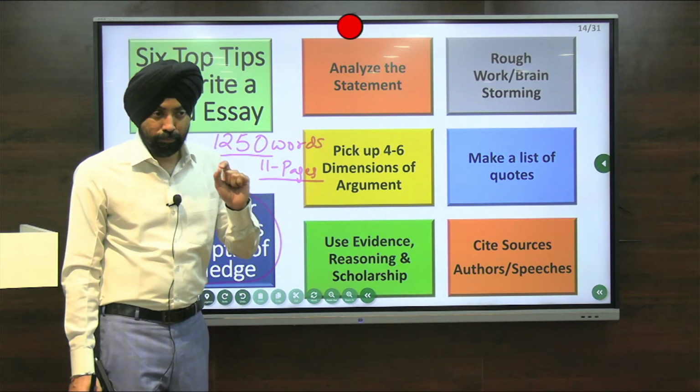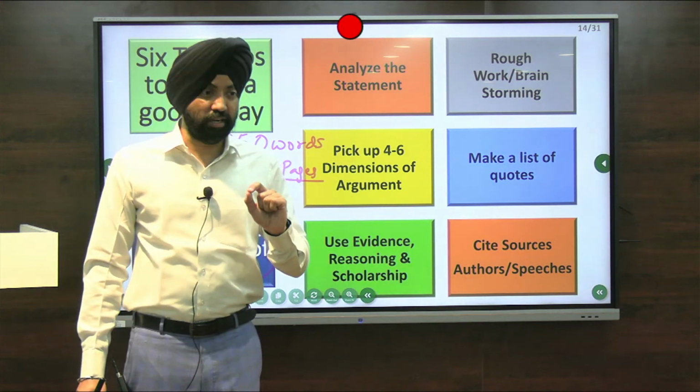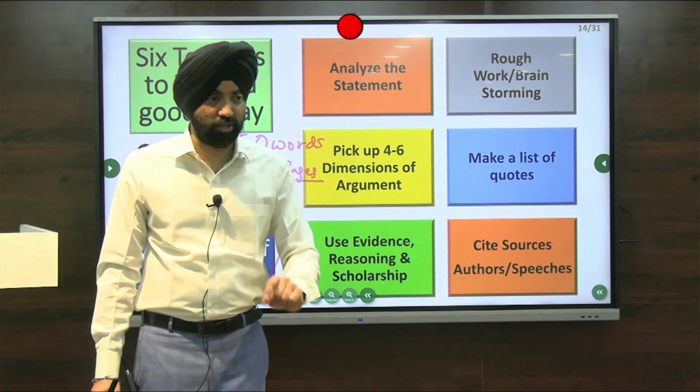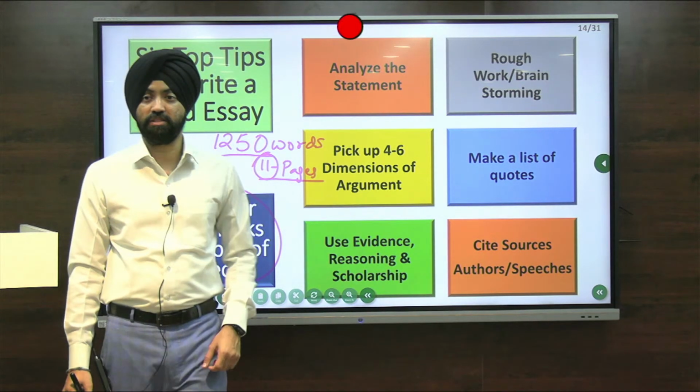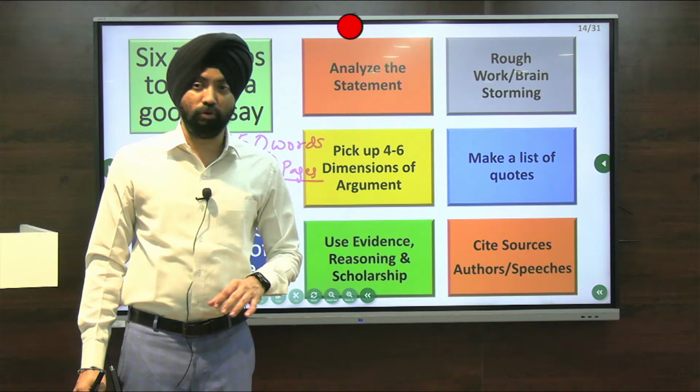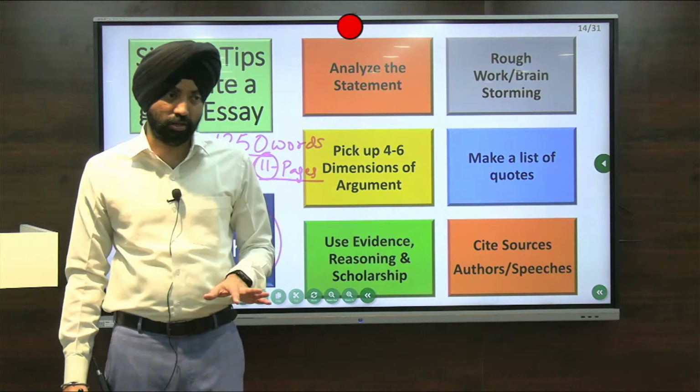So the absence of knowledge is directly reflected in the answer sheet, where instead of writing in 11 pages, you would have summed up your essay in 4 or 5 pages. It only showcases the shallowness of your knowledge in UPSC.